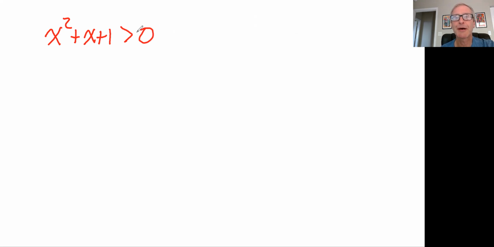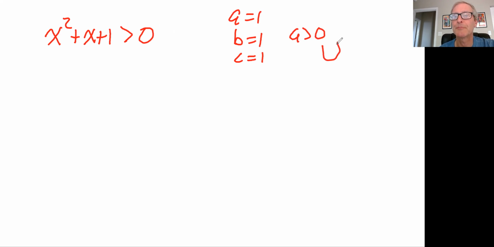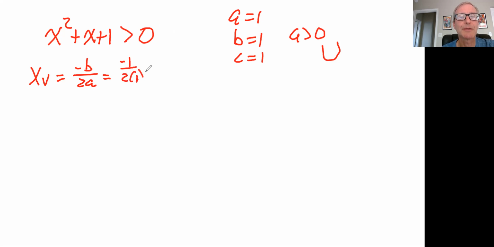So first step, I always like to jot these down. This one's quite easy. They're all 3 ones, right? So the first step, a is greater than 0, so our U is going to point up. It's nice to know where the vertex is, right? So let's calculate the vertex. The x value of the vertex is minus b over 2a. If you calculate that, b is 1, so that would be minus 1 over 2 times 1, and so that would be minus 1/2.